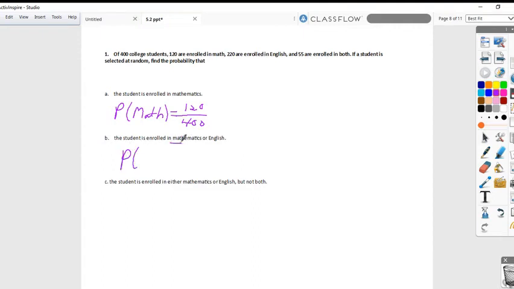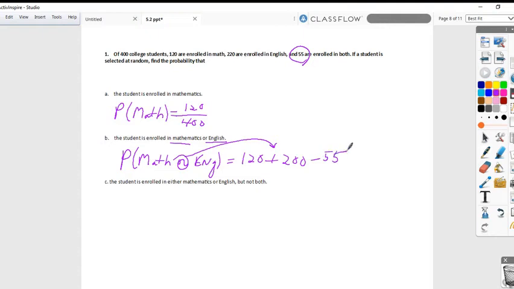Okay, math or English. Let's do it this way. Probability of math, 120. Probability of English, 220. Now, you've counted 55 people twice, right? There's your or, so you add, but you always have to think, did I count anybody twice? Do I have to subtract out? Minus 55, and then you would put that over the 400.